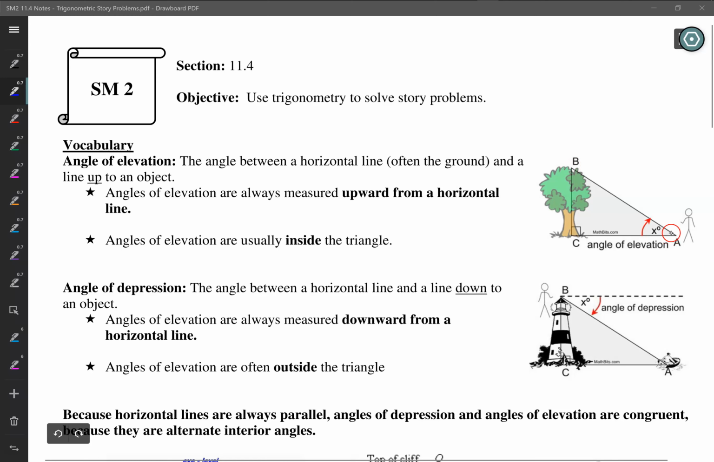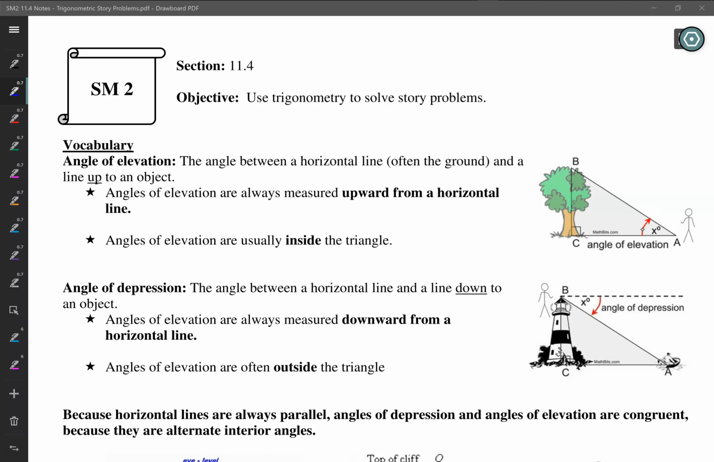And generally, you're going to be drawing a triangle that will have an object you're trying to find the height of on one side and the ground on the other side, and the sight line as the hypotenuse, and the angle of elevation will be inside that triangle.